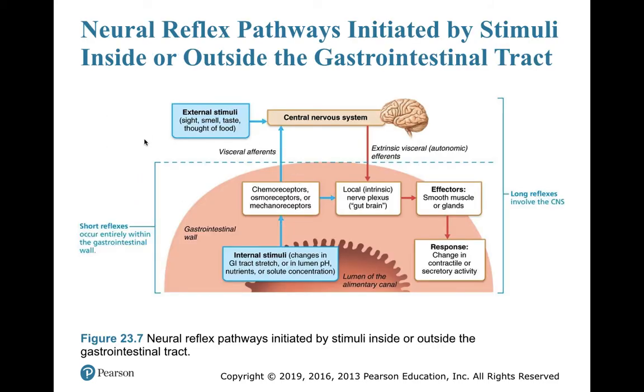And these are mapped out here. We have external stimuli that would include sight, smell, taste, even the thought of food, acting on the central nervous system. And we have also chemoreceptors, osmoreceptors, mechanical receptors that respond to internal stimuli, changes in GI tract stretch and the lumen pH, nutrients presence, or solute concentrations. All of these work on the central nervous system.